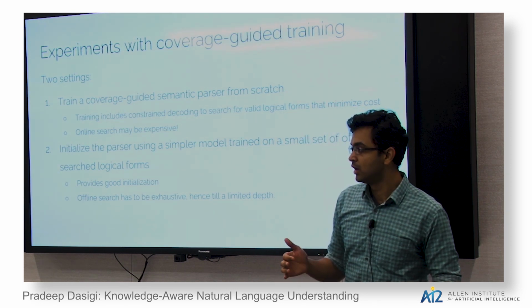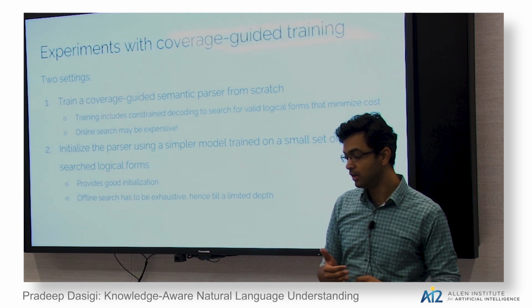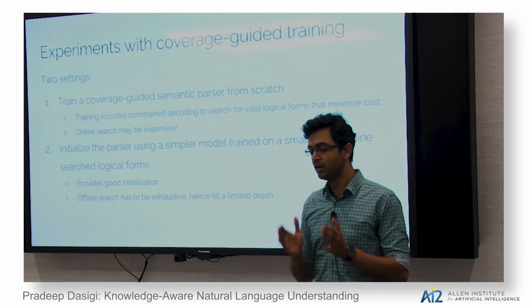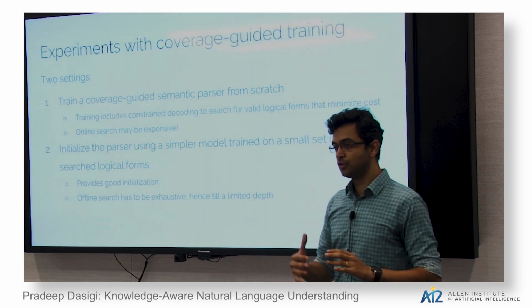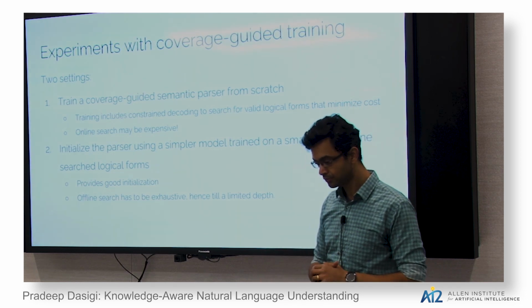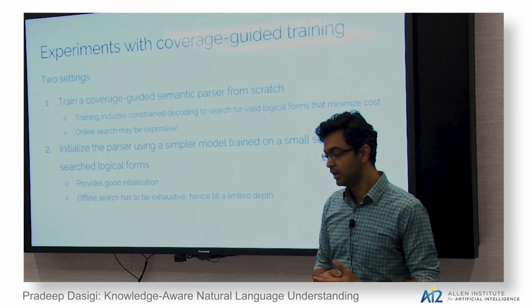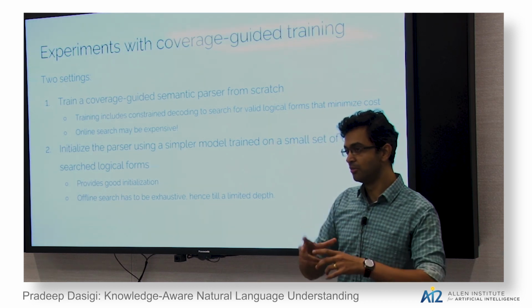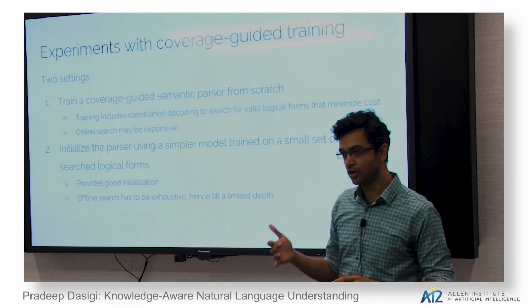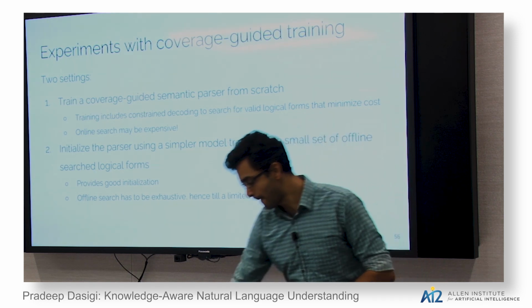To see how that affects the parser, we also train a different variant where we use again the coverage cost to do some sort of an offline search exhaustively till a bounded length, and use those to initialize the online search parser. And a consideration there is that given that it's offline search and we don't really have a beam to sort the candidate logical forms being explored, we can only do this till a limited depth.